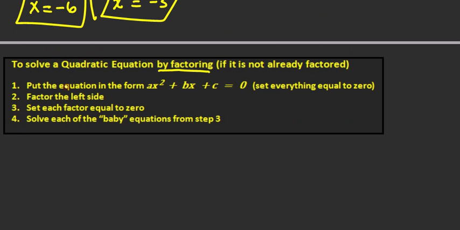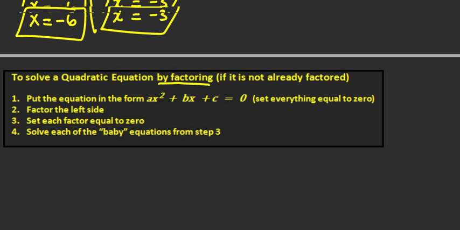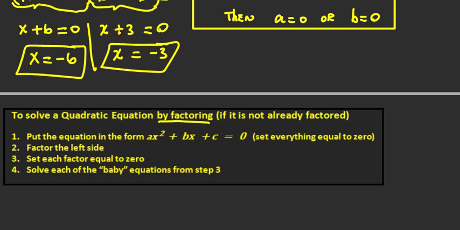But if it hasn't been done for us, what we do is we first put the equation in the form ax squared plus bx plus c is equal to 0. Put everything on one side and 0 on the other. Factor the left side. Set each factor equal to 0. And then solve each of those, well, I call them baby equations. Solve each of these equations that you get when you set each factor equal to 0.